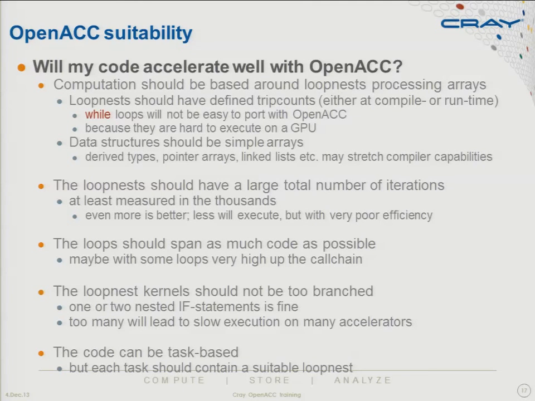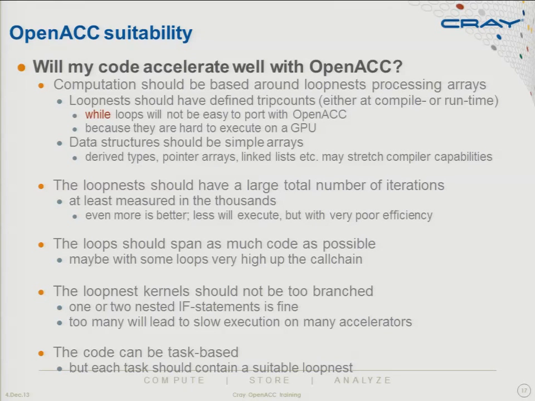So I've kind of said this. Will my code work well? You should probably have loop nests that process arrays. The loop nest should have defined trip counts. A while loop with a test and then an exit statement is not a great thing to run on a GPU. The data structures, well, let's not say they should be simple arrays. Derived types in Fortran are all right. We've done a lot of work to support derived types. Pointer arrays and linked lists are going to be difficult because the memory layout is difficult.